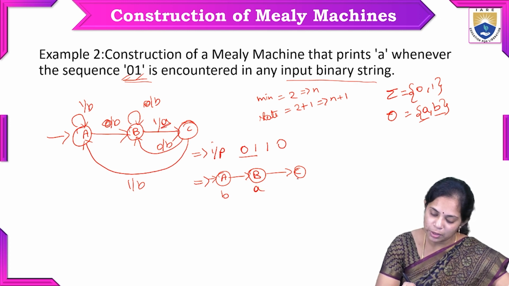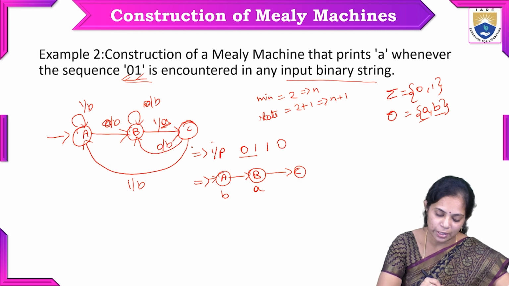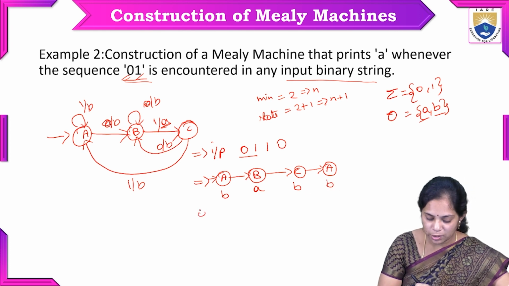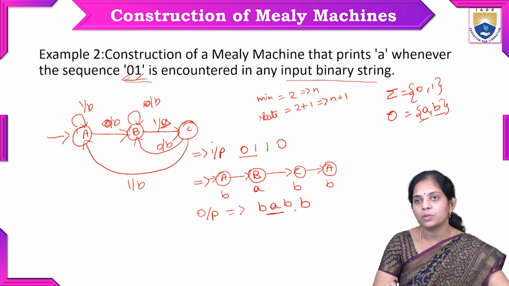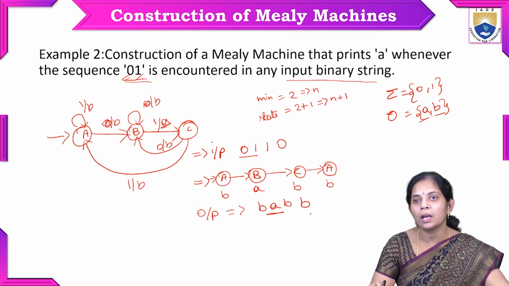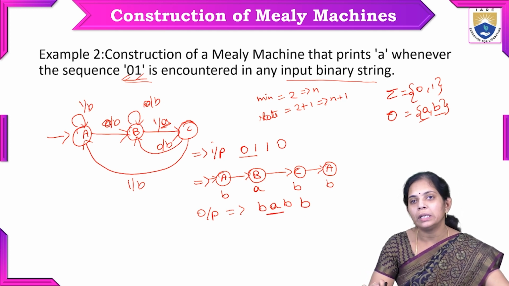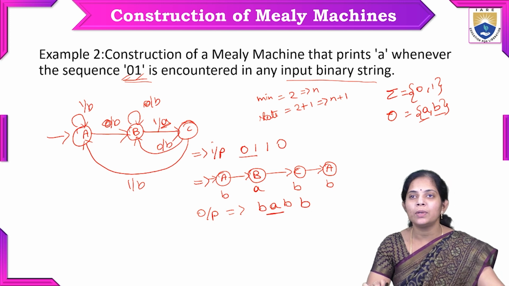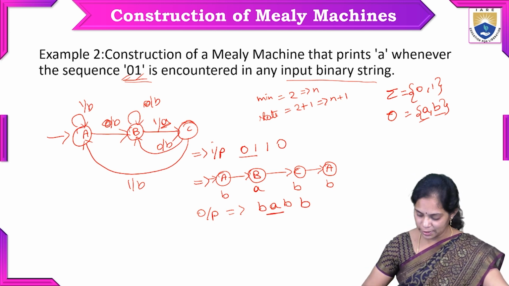After this, whenever we encounter 1 as an input symbol from state C, it gives B as the output symbol and reaches A. Again from state A, it takes input symbol 0 and gives output B. And what is the output string here? B, A, B, B. So here we got the A, so from this we can say that we have the sequence 0, 1 in our input string. Like this we have to construct a Mealy machine for this example.